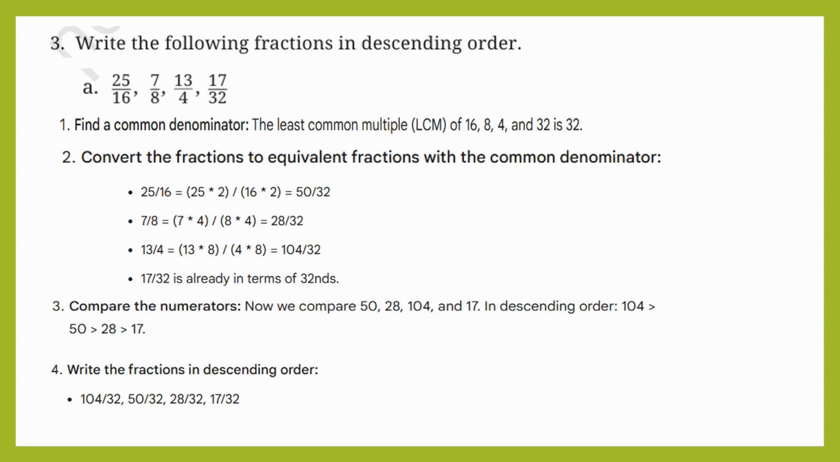So write the fractions in descending order. 104 by 32, then 50 by 32, 28 by 32, 17 by 32 in descending order. Then write the original fractions in descending order. 13 by 4, 25 by 16, 7 by 8, 17 by 32.